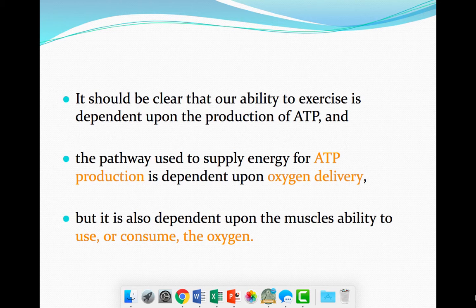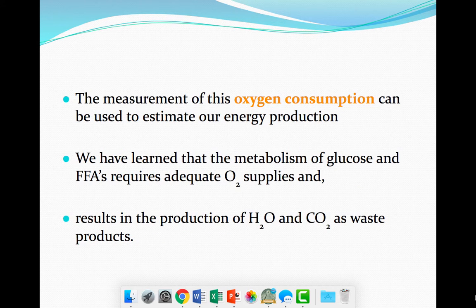Although certainly they aren't on-off switches, as I've said a couple of times. What we're really doing most of the time is using oxidative metabolism. So therefore, we have to be able to deliver oxygen. We have to consume it. We have to use it. Because of that, oxygen consumption and measuring that is a really important concept in exercise physiology.